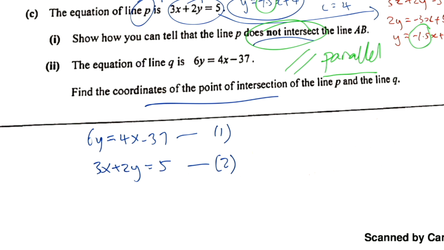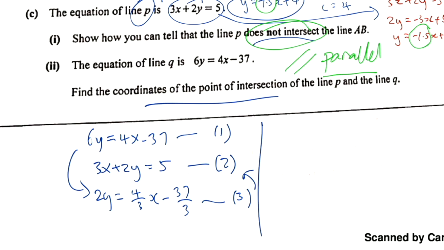So 6y equals to, so from here, 2y equals to 4 over 3x minus 37 over 3. That's dividing by 3. For this equation 3, substitute into 2. This one go inside 2. Why you divide it by 3? Because I want to get 2y. Then the 2y can go inside. Okay, substitution. So I substitute in now.